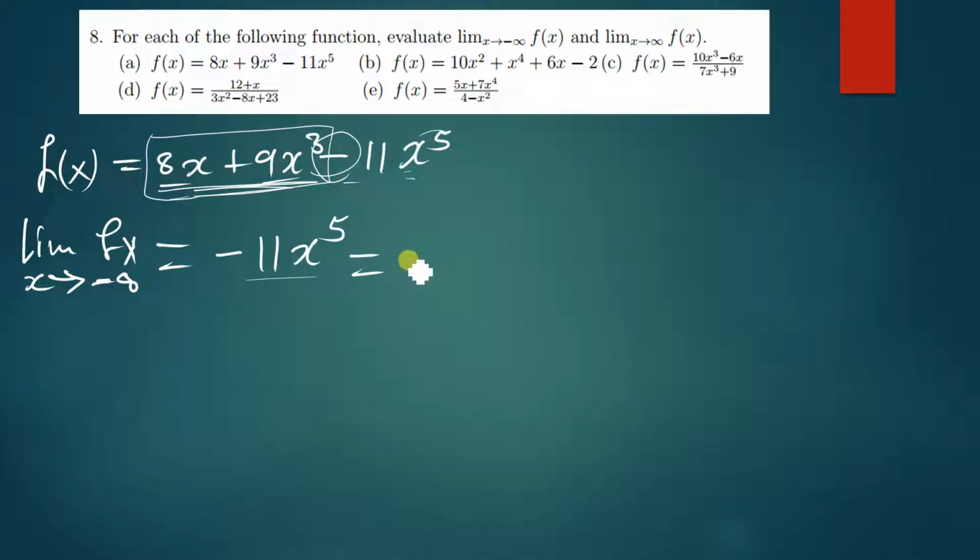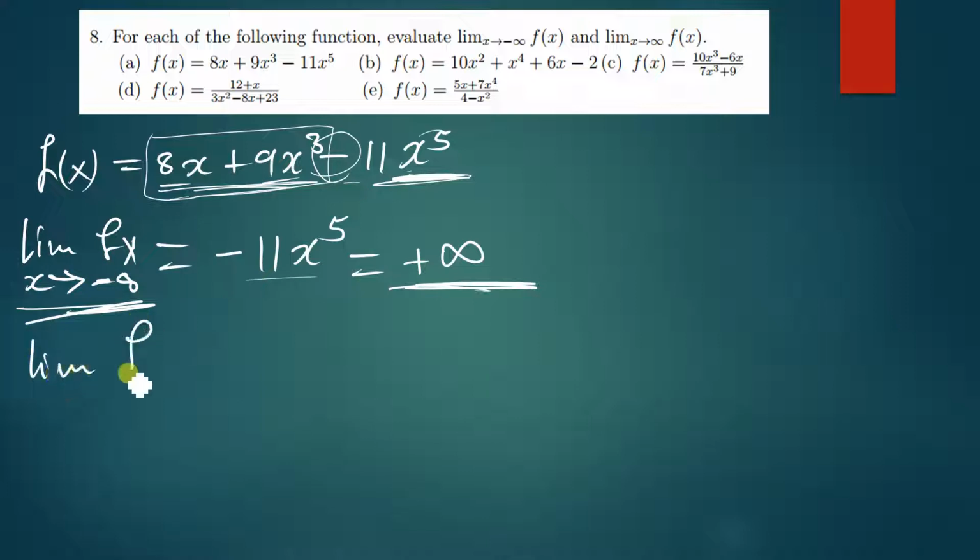Hence, the solution for this expression is positive infinity, because there is no probability of us getting a negative number after replacing any negative larger number where there's x to the power 5. So this is the solution for the first part. So we move on to the next expression. We have the limit of f of x as x approaches positive infinity.